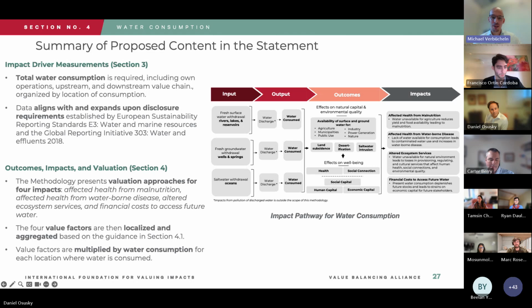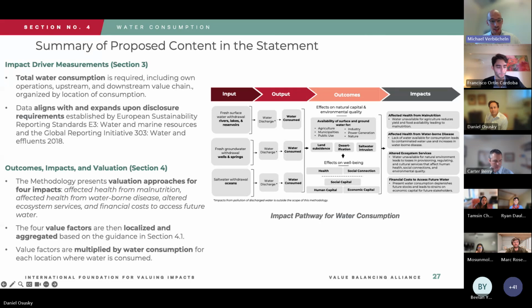And what we capture then in the pathway, as you can see, is that we first of all understand the changes in the natural environment. So looking at the agricultural outputs and the changes in that, or also other changes in the natural environment, and then link it to the four main impacts that we have captured here. One being the affected health through malnutrition from reduced agricultural yield. The other one being affected by waterborne diseases the moment you have a lack of safe water that you can tap into. And the other two being the ecosystem services which are affected, as well as the financial costs to future generations to access water.